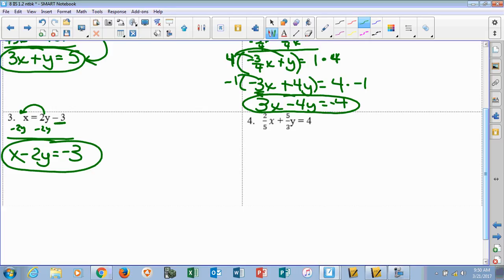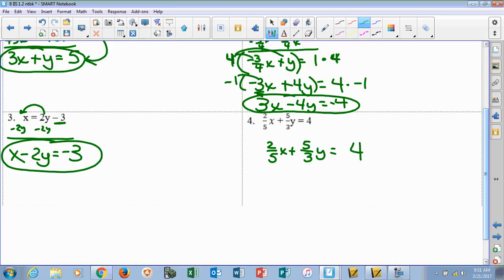Now, the last one, we got some work to do here. Because if I go ahead and multiply both sides by a number, I've got fractions in both the x's and y's, but my denominators aren't the same. It's a 5 and a 3. So what I have to do is find a common multiple between 5 and 3, so when I multiply, I get rid of both fractions. If I just multiply through by 5, I'm only getting rid of one and not the other.